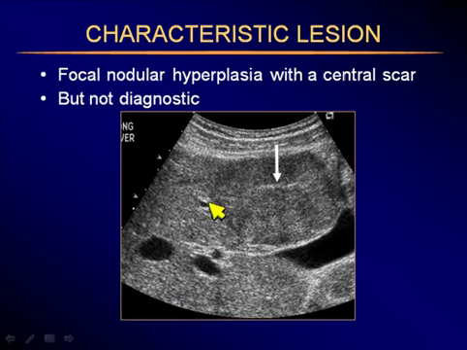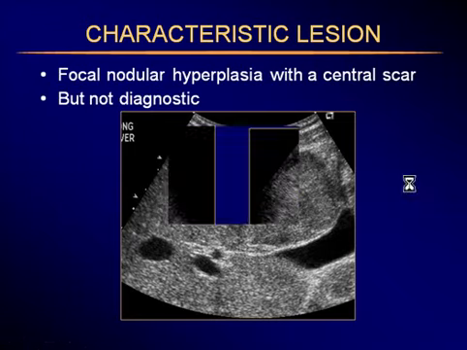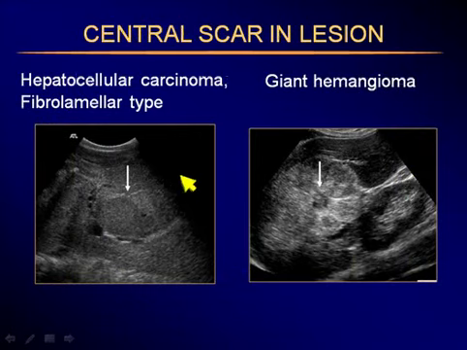We see in the literature that focal nodular hyperplasia has a central scar. However, this is not diagnostic. It's fairly characteristic, but it is not diagnostic. And here's why I'd like to show you. Here's a lesion with a central scar, and this was a hepatocellular carcinoma. This was a lesion that seemed to have a central scar, and this ended up to be a giant hemangioma.